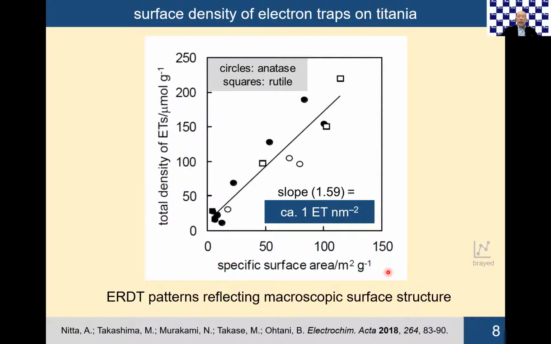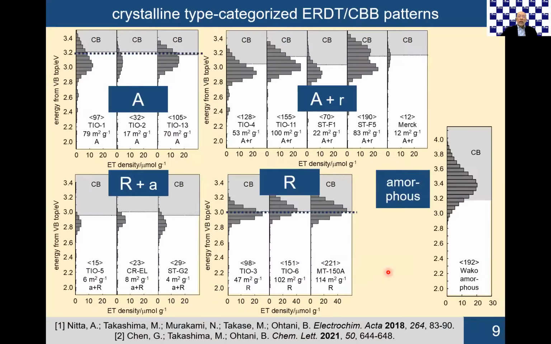And another important point is that this slope indicates the electron traps are not something like point defects that might be governed by the surface reconstruction structure. So anyway, the electron traps are located mainly on the surface, and therefore the ERDT pattern depends strongly on the surface structure.